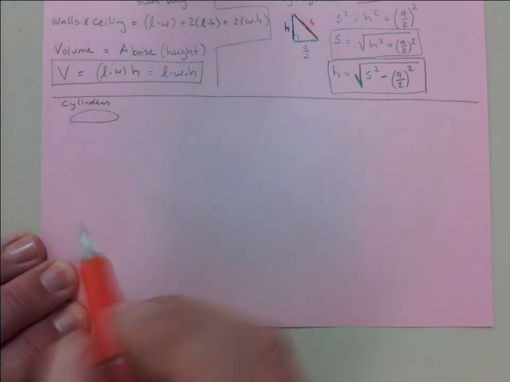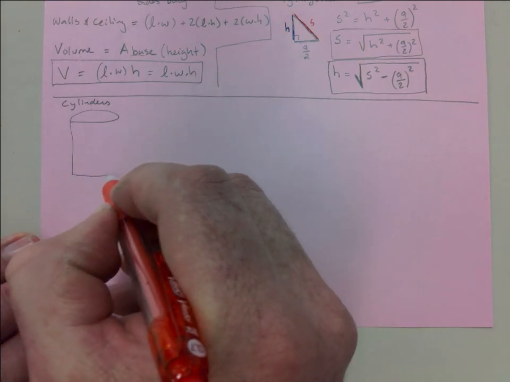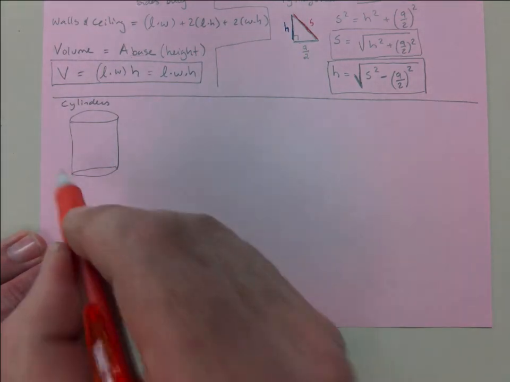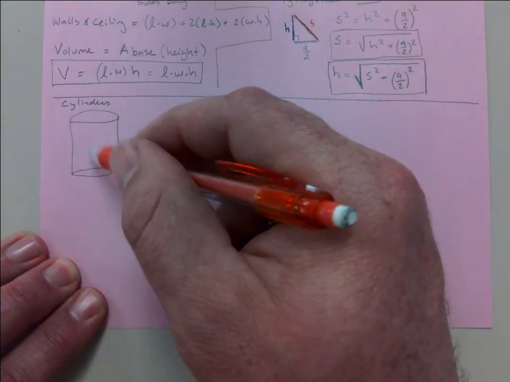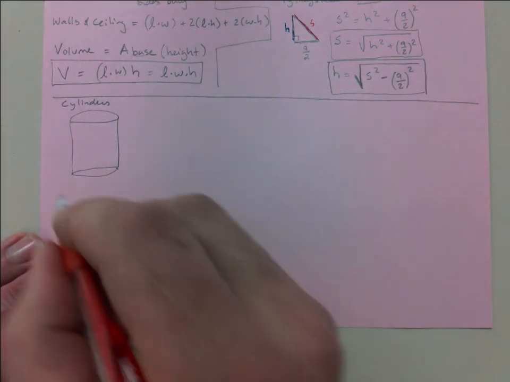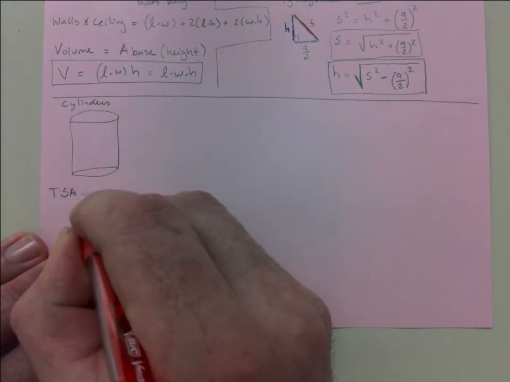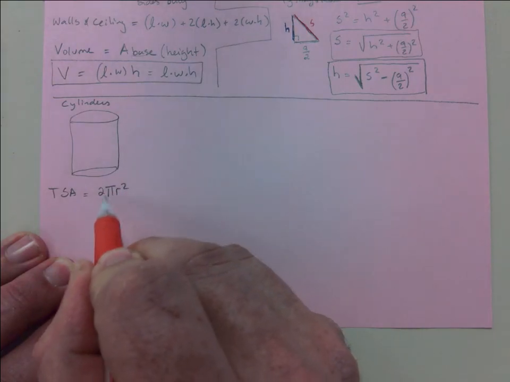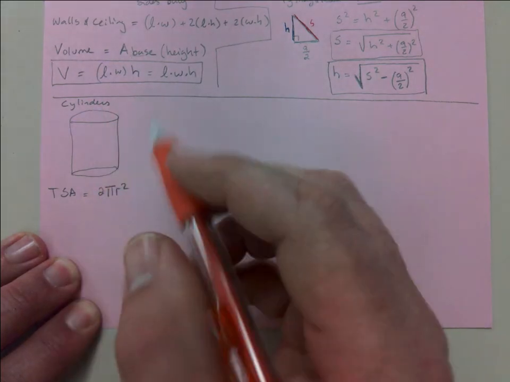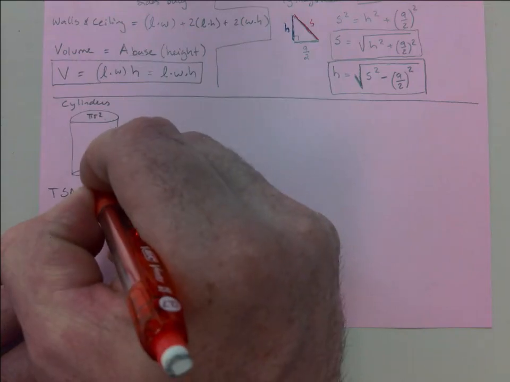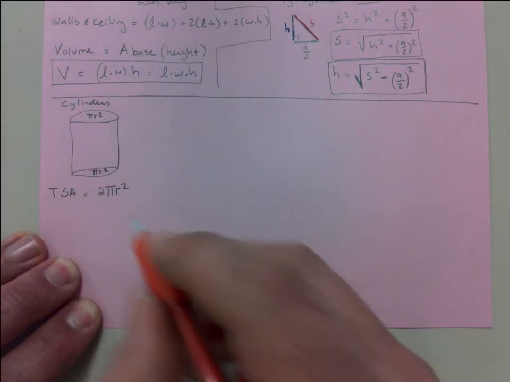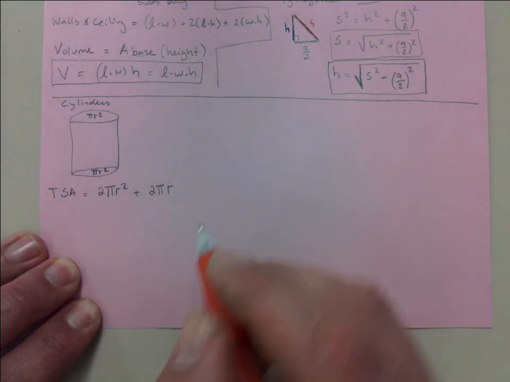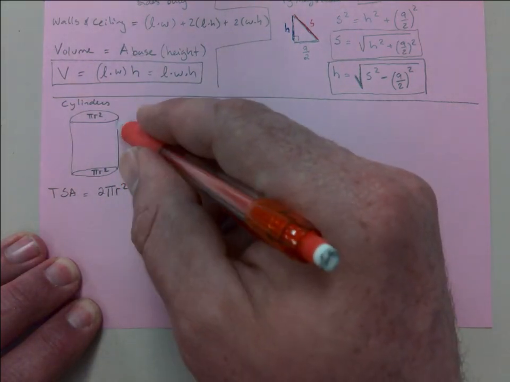If you ever see or hear the word cylindrical shape or whatnot, you know what shape we're talking about. It's a circle with walls to it, so circles for the top and the bottom. For the total surface area, we go 2 pi r squared, because you've got a circle and a circle. The top is pi r squared, and this is pi r squared. And for the sides, we go 2 pi r times the height.